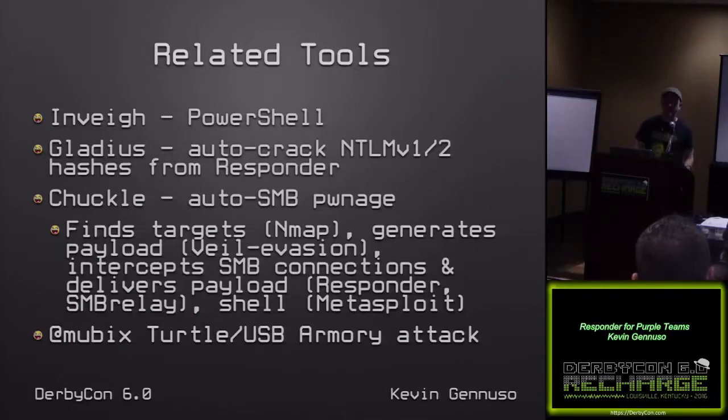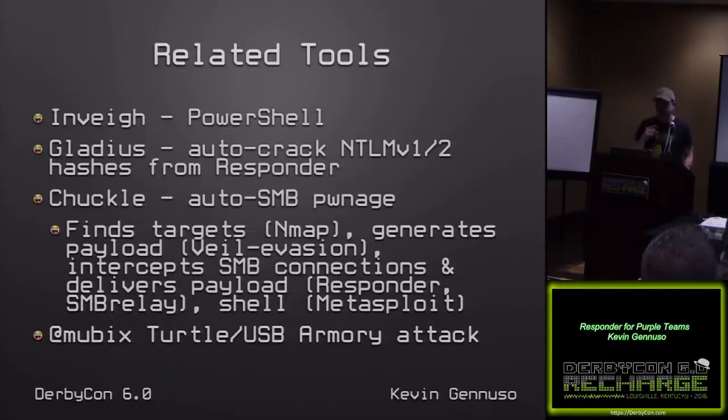And then Chuckle is especially interesting. This is a toolkit that will take all of these various tools and put them into one place to allow you to do file share type compromise. It'll go out and find systems that it can get in front of. It'll generate a payload that'll bypass antivirus using the Veil Evasion framework. It'll intercept the SMB connection and then deliver the payload using Responder and SMB relay. And then it'll give you a shell via Meterpreter in the Metasploit framework.